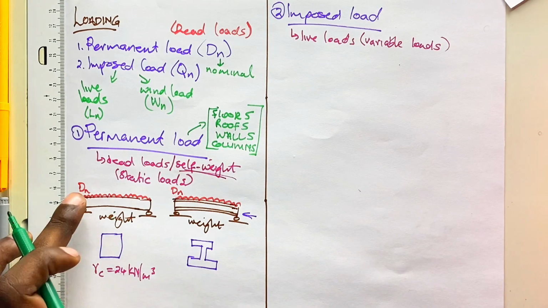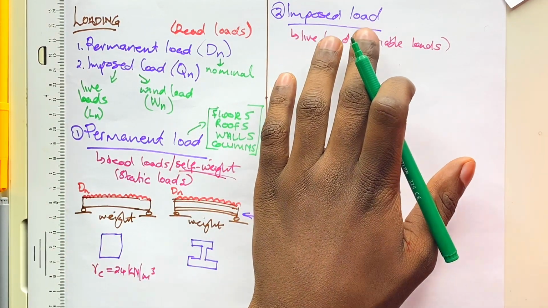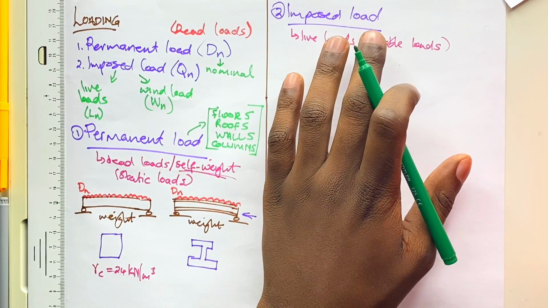With dead loads, you will need to go to your standards to consider the density of the material that you are using, the dimensions of your members. Here you have to consider all things, including movement that will take place on your structure.